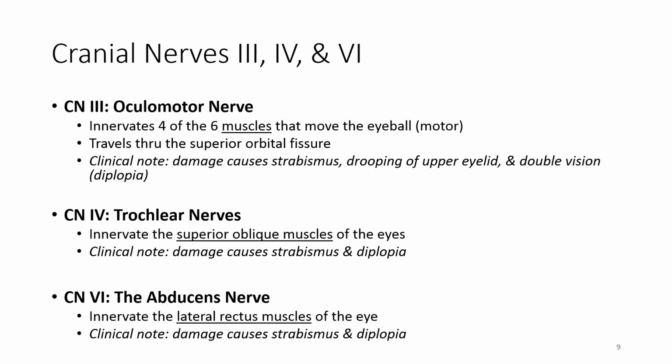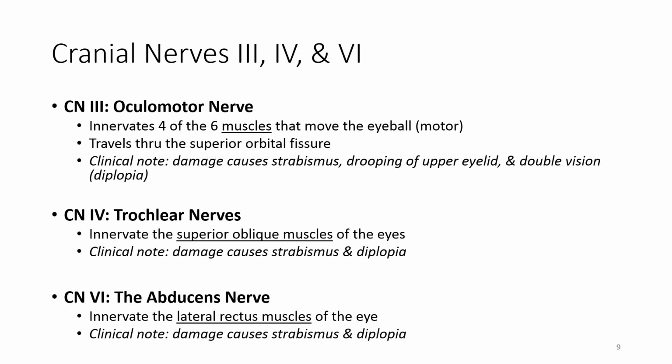So cranial nerve 3 is the oculomotor nerve, and so as the name implies, oculo, eye, motor, it innervates 4 of the 6 muscles that move your eyeball around. And so again, there's those 6 muscles. There's the rectus muscles and then also the oblique muscles of the eye. And so oculomotor nerve is going to innervate 4 of those. And so that's going to allow you to move your eyeball around to look at things that you need to look at. If you damage the oculomotor nerve, or if you damage those muscles, you can cause what's called strabismus, drooping of the upper eyelid, double vision, which is called diplopia.